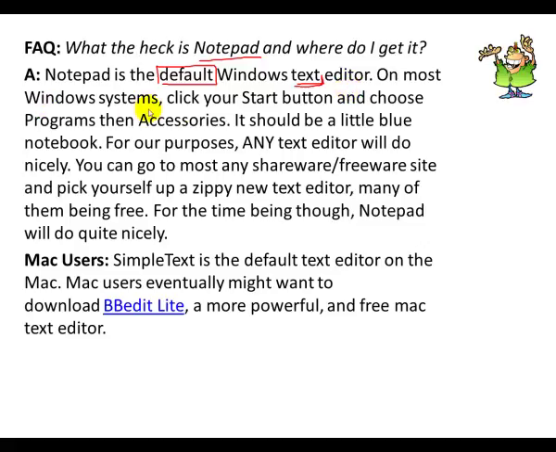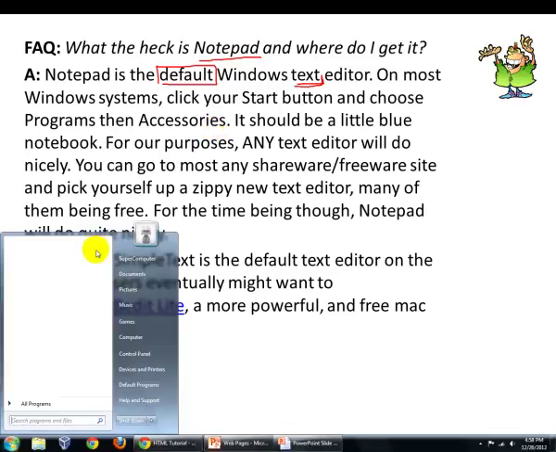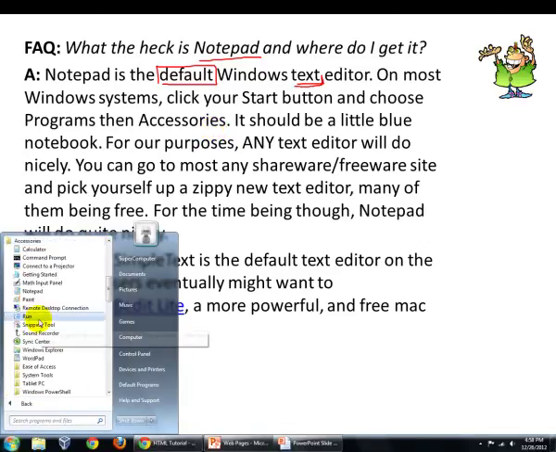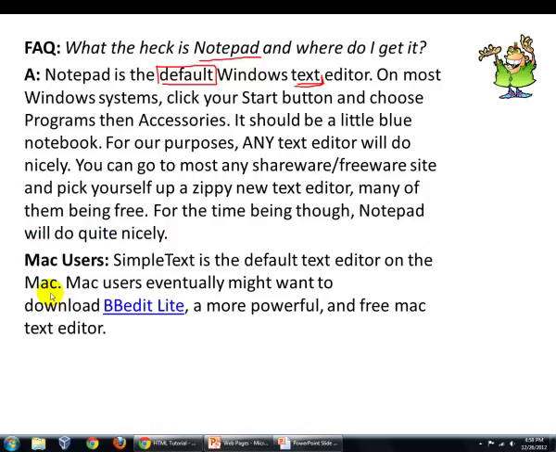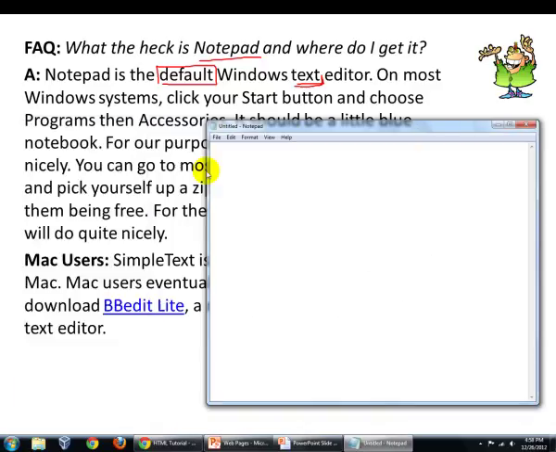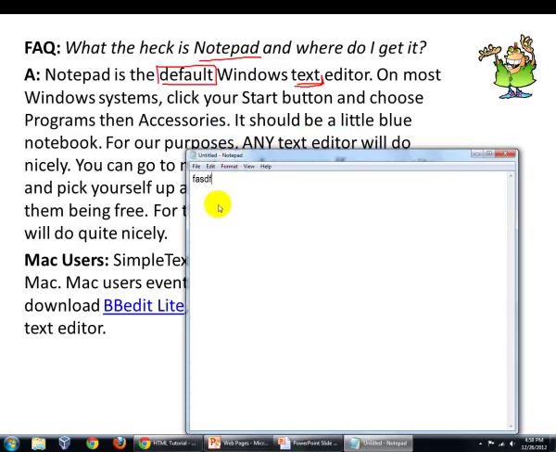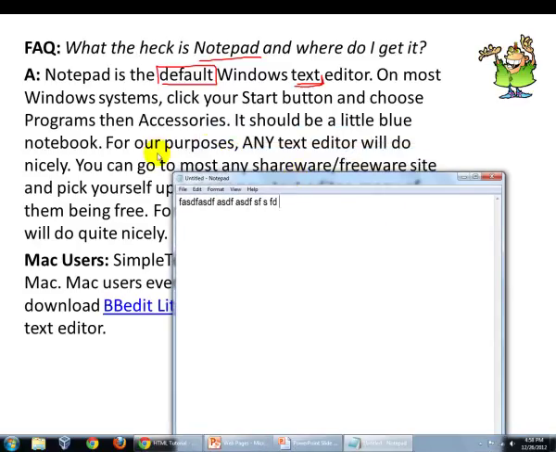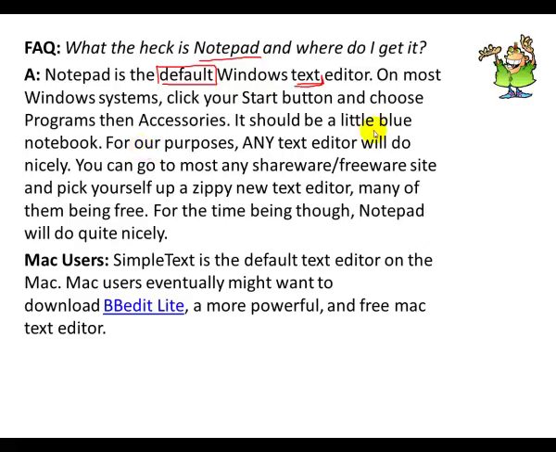On most Windows systems, click your Start button and choose Programs, then Accessories. Wonder if I do that now. Programs, then Accessories. Oh, here's Notepad. Let me click on it. Oh, this is Notepad? Yeah, I've used Notepad before. Oh, that is just to type in text. Okay, it should be a little blue notebook. Yep, that's what it is, a little blue notebook. I'll just draw a little notebook here to remember.